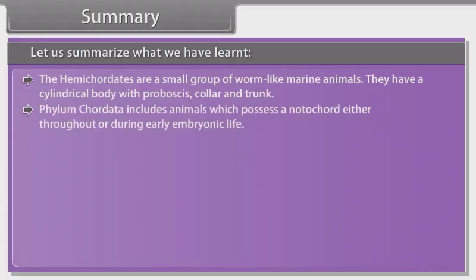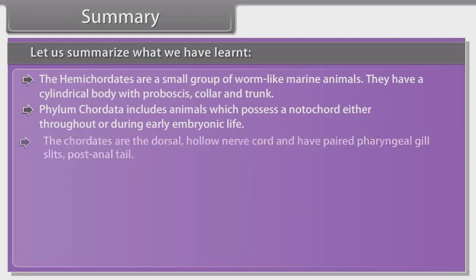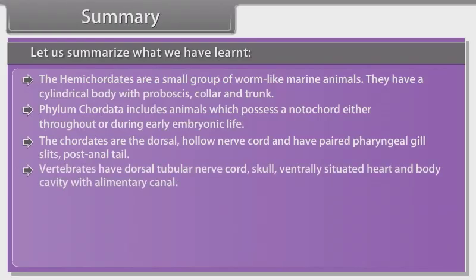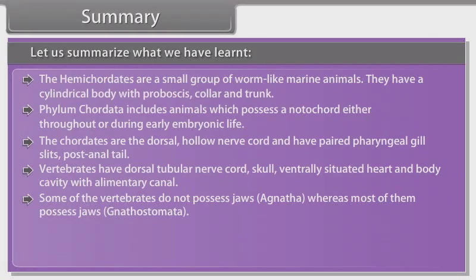Phylum Chordata includes animals which possess a notochord either throughout or during early embryonic life. The chordates have a dorsal hollow nerve cord, paired pharyngeal gill slits and post-anal tail. Vertebrates have dorsal tubular nerve cord, skull, ventrally situated heart and body cavity with alimentary canal. Some of the vertebrates do not possess jaw, Agnatha, whereas most of them possess jaw, Gnathostomata.